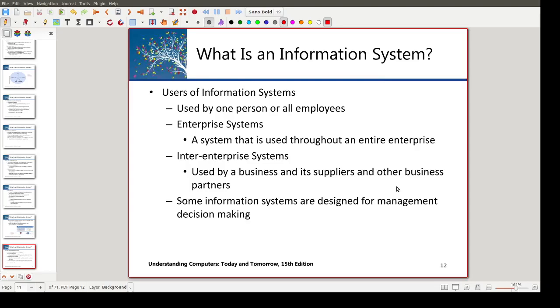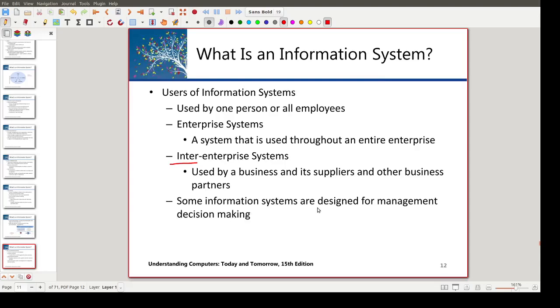It means all people in the enterprise were going to work with this system. There is something called an enterprise system. Inter is the one on the left. The one with this word means between enterprise systems, used by a business and its suppliers. So it is not just inside the enterprise, but between something outside and something inside. Suppliers and other business partners are using this enterprise system.